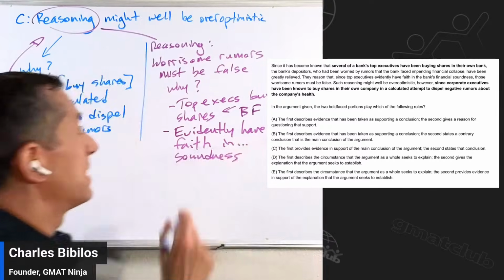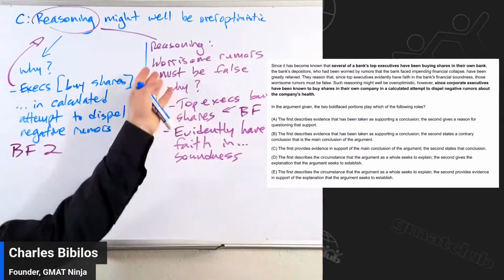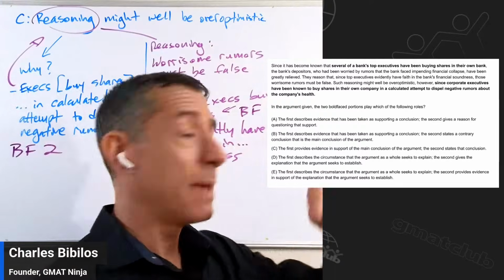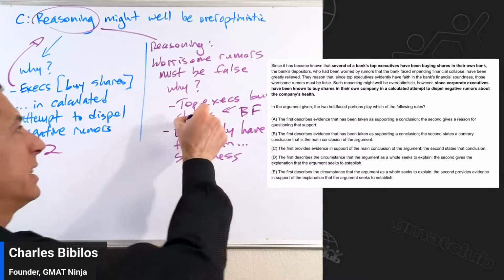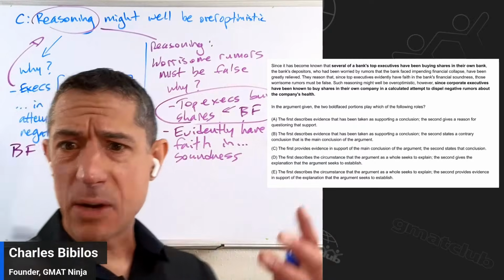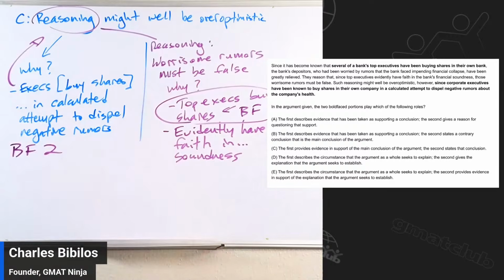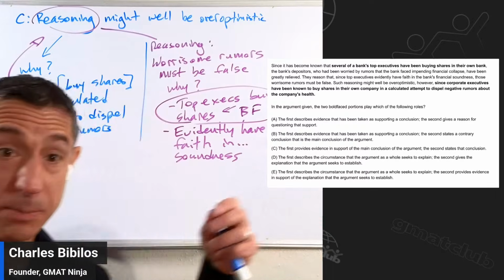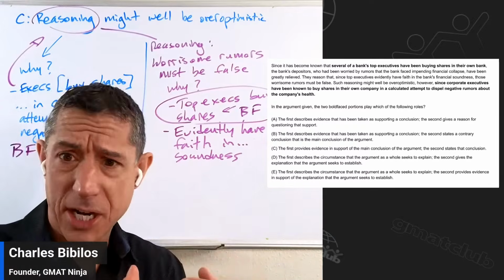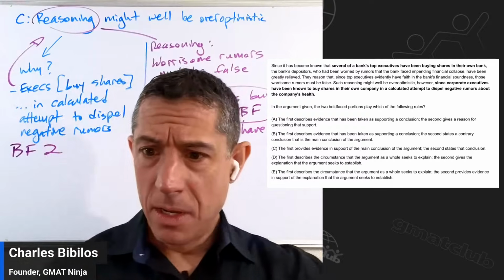Okay. So we see the reasoning, right? There's the argument that the bank executives, so these worrisome rumors about the bank's health, must be false. Why? The top executives are buying shares, boldface 1. They evidently have faith in the bank's financial soundness. Okay. But what's the argument really saying? Your conclusion is that's over optimistic. Why? Executives have been known to buy shares in their own company in a calculated attempt to dispel negative rumors. Okay.